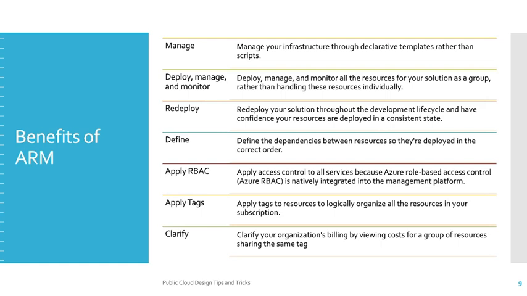Redeploy your solution throughout the development lifecycle and have confidence that your resources are deployed in a consistent state. You also define the dependencies between the resources. Like if you want to create an application gateway, it depends upon a key vault which has the certificate, then you can define the dependency between the services in the declarative mode inside the ARM template. You can realize Azure RBAC, which is known as role-based access control, is natively integrated into your ARM modules.